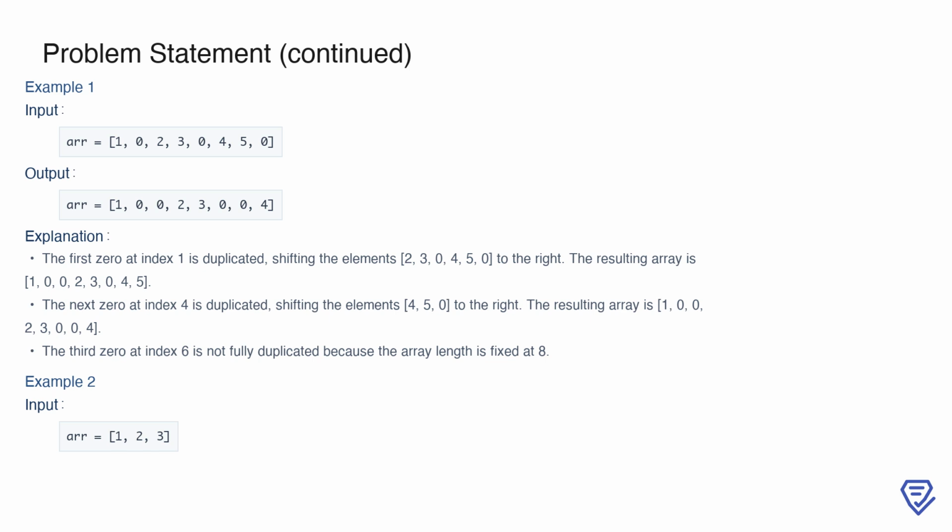Finally, the 0 at index 6 cannot be fully duplicated because the array length is fixed at 8, meaning the last 0 is truncated. The final output is 1, 0, 0, 2, 3, 0, 0, 4. This demonstrates how duplications and shifts work within the constraints of the fixed-length array.